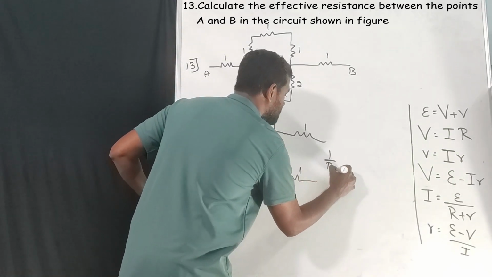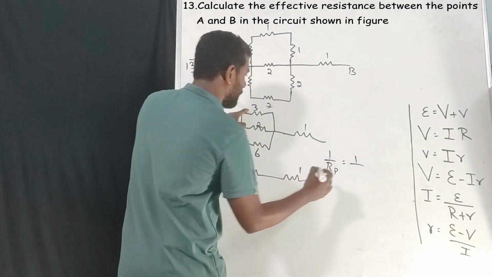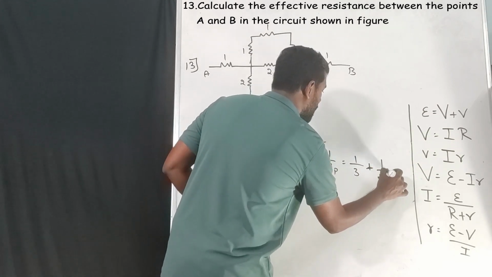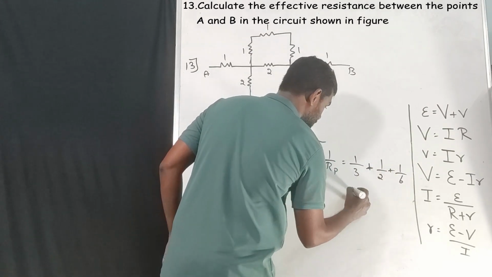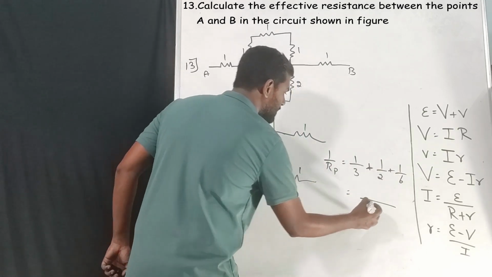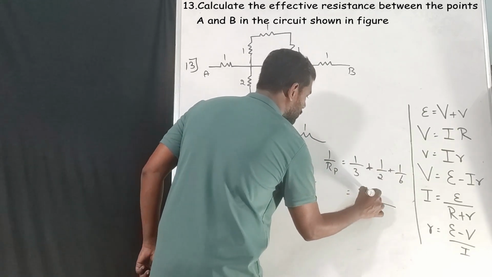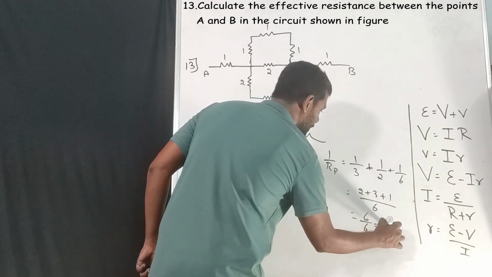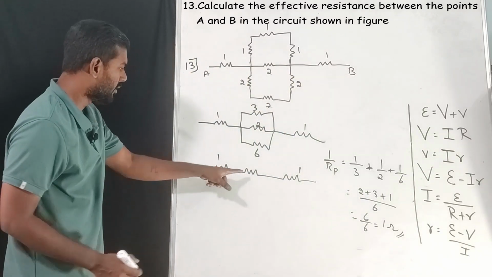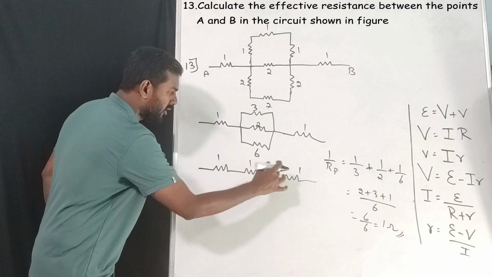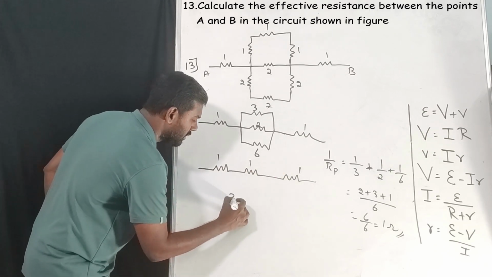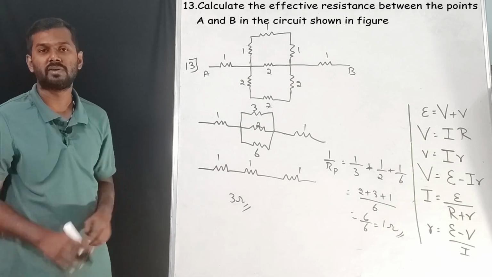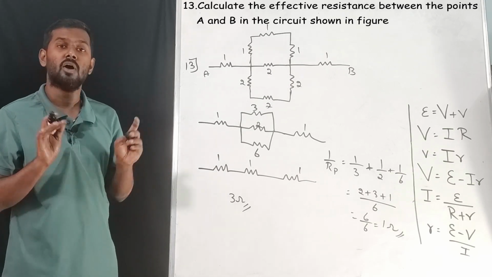So 1 by Rp is equal to 1 by 3 plus 1 by 2 plus 1 by 6. So the LCM is 6, then 2 plus 3 plus 1, this will be 6 by 6, that will be 1 ohm, correct? So we found the answer for this one. So all of them are in series, so add it, that will be 3 ohms. That's it. See, if you know the logic, how easy it is to solve the question.